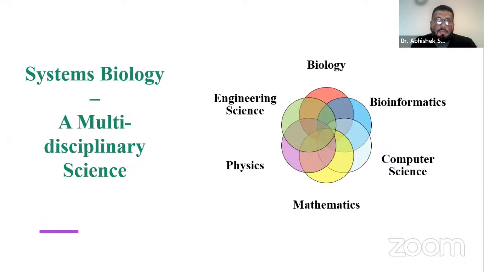Then bioinformatics, because we use various databases, as Mr. Barua has mentioned, different resources like NCBI, UniProt, Ensembl. All these are basic bioinformatics resources, right? They are also being used in systems biology in some way or the other.